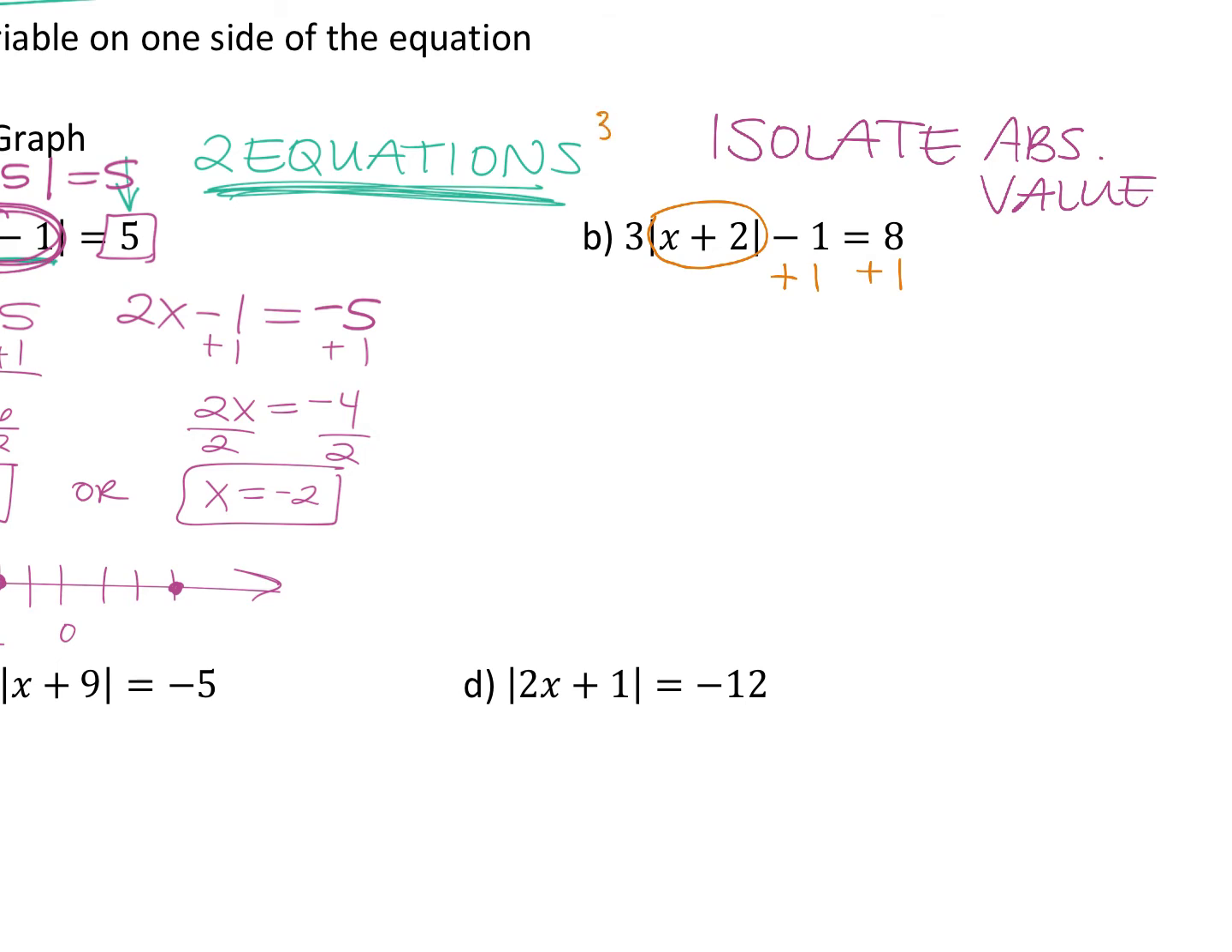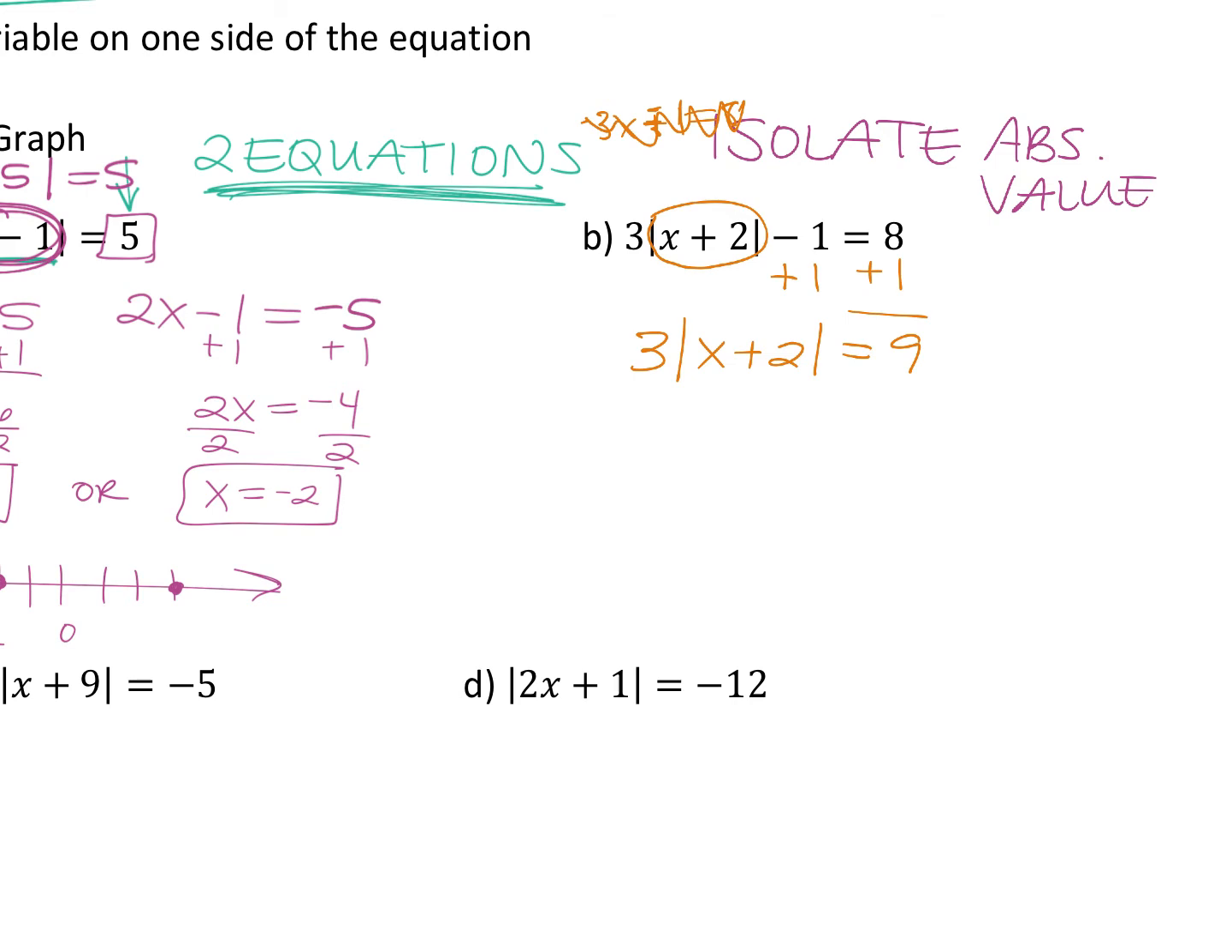If this was 3x minus 1 equals 8, you would add 1 first, right? We're trying to get the absolute value by itself. Okay, so 3 times the absolute value of x plus 2 equals 9. Have we isolated our absolute value? No, there's still a 3 outside, right? How do I get rid of it?